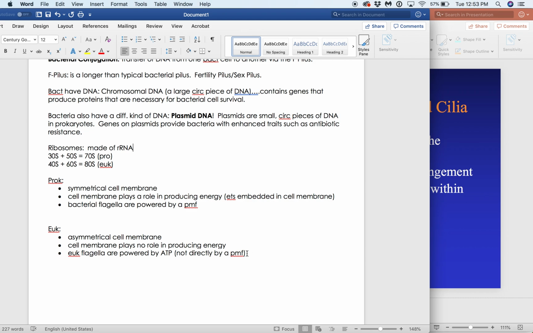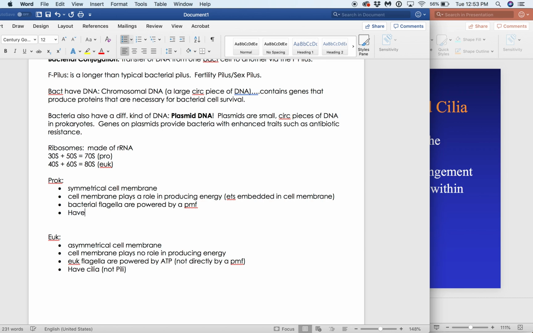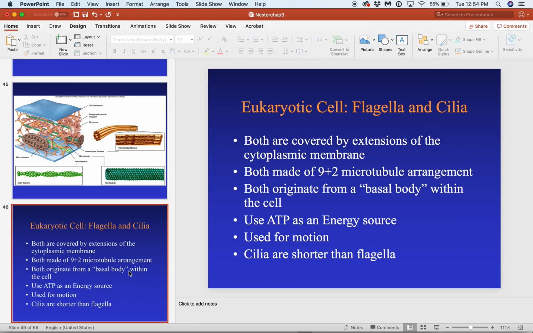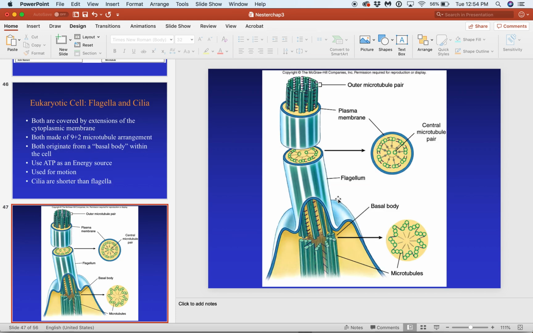Okay, so let's see. Eukaryotic cells have cilia, not pili. And prokaryotic cells have pili, not cilia. We'll get back to this in a second. Let me show you a picture here, okay?